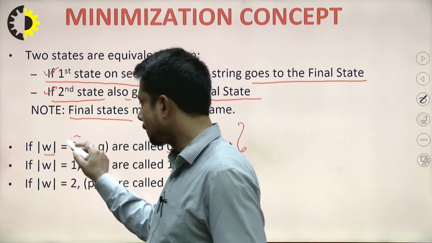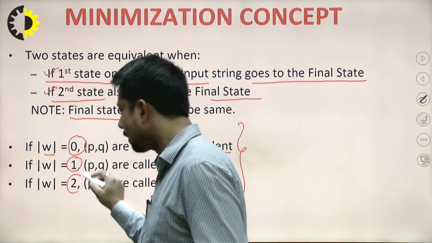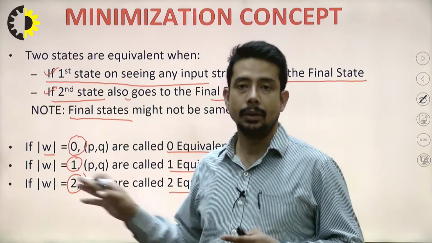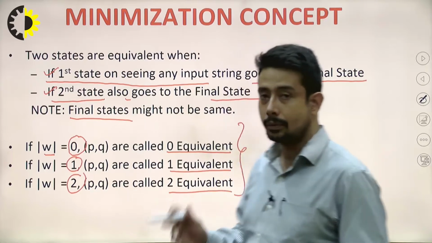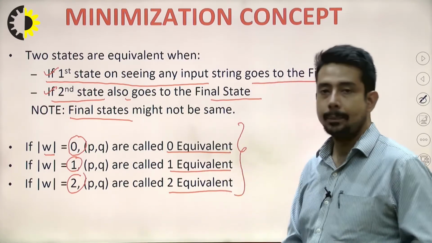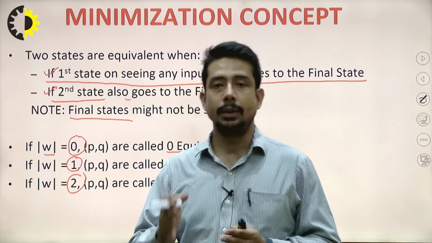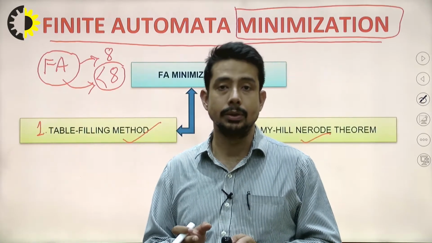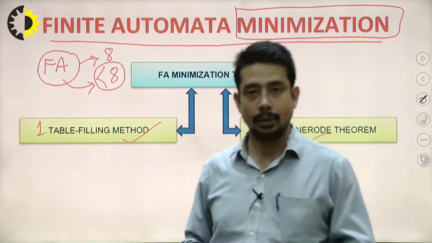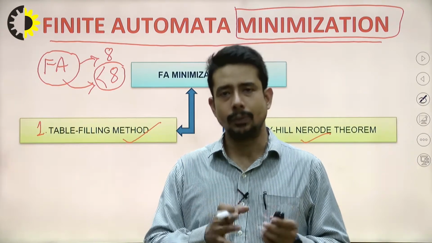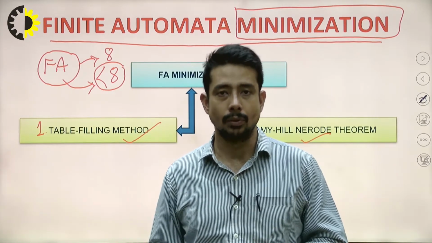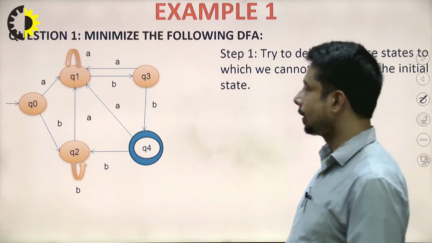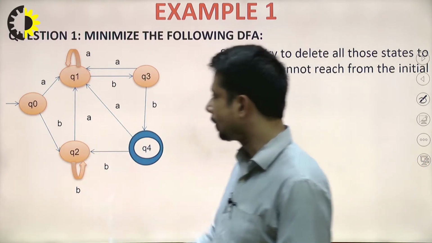This is step number 1, step number 2, step number 3. We will look at the example properly, then it will be clear to you. Right now you won't be able to understand the meaning of 0, 1 and 2. It actually explains a particular concept, and that concept lies in this algorithm which is the table filling method. So let's check the algorithm first with an example. The question says: minimize the following DFA. The DFA is this one given to you.